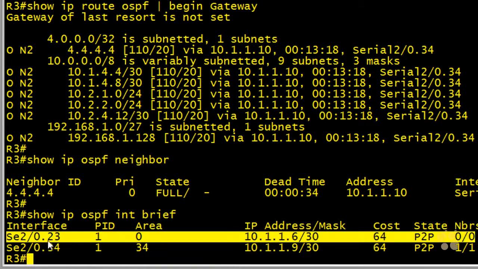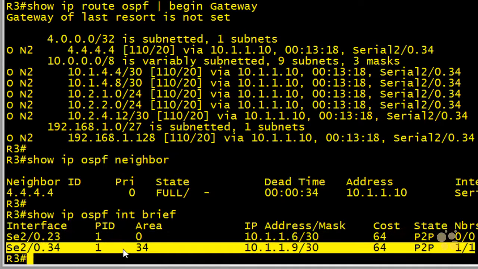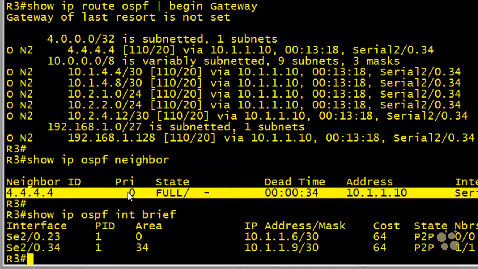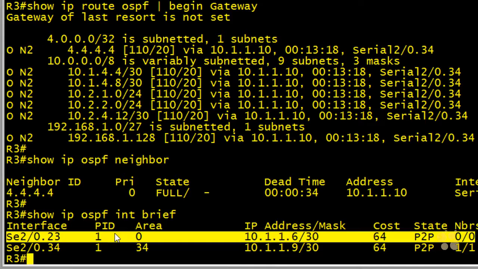So serial 2/0.23, which is the interface between R3 and R2, is enabled for OSPF. It's part of area 0. And serial 2/0.34 is enabled, and that's the interface between R3 and R4, and we have a neighborship with R4, so we knew that was working before. So let's go peek at R2 and see what R2 has to say about it.